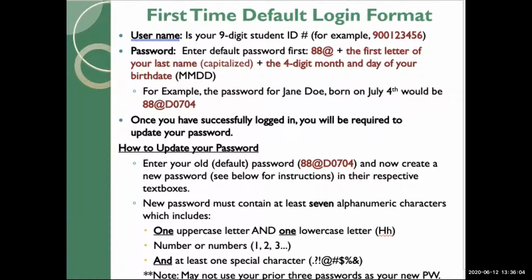For example, the password for Jane Doe, born on the 4th of July, would be 88 at D0704. That's 88 at capital D for Doe, 07 for July, 04 for the 4th of July. Once you have successfully logged in, you will be required to update your password. Let's see how to do that.